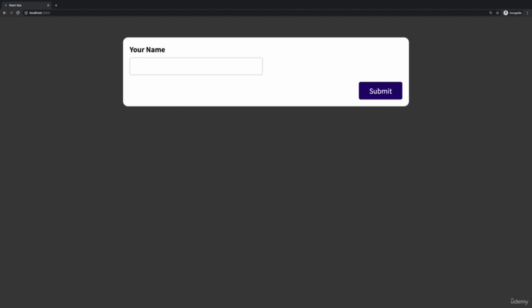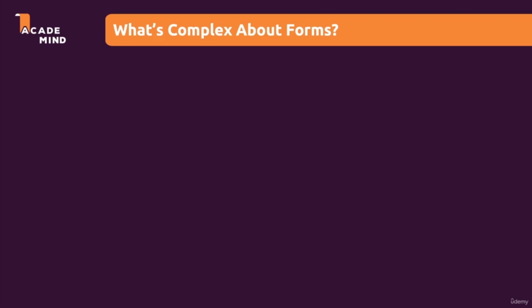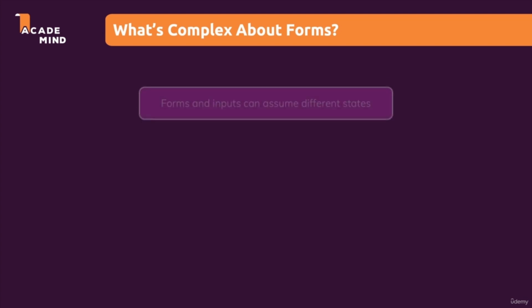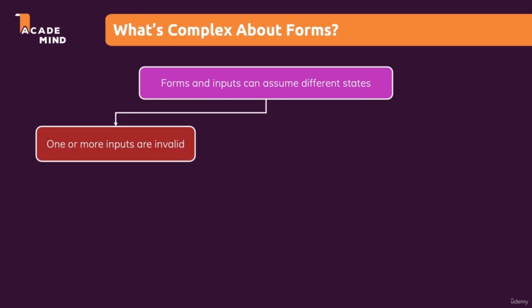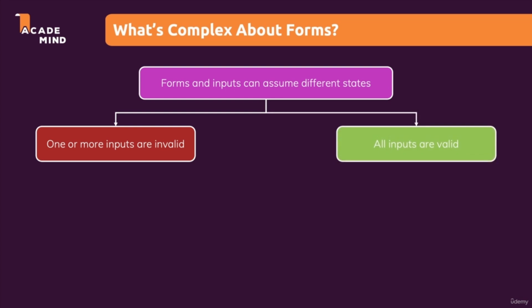So what's difficult about forms though? Forms might seem simple and trivial, but they are not. Forms can actually be complex from a developer's point of view, because forms and their inputs can assume a broad variety of different states. One or more inputs could be invalid or valid. And these are only two states.